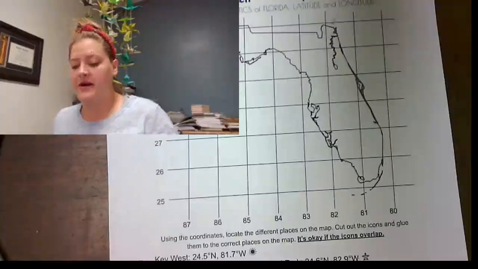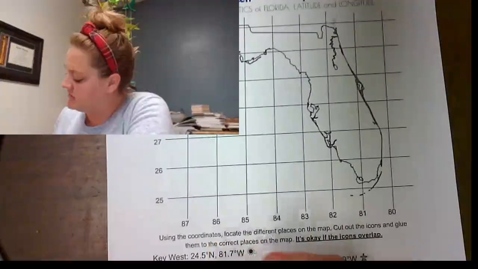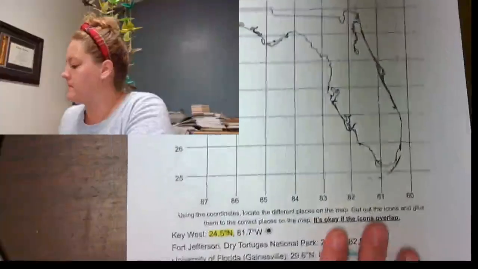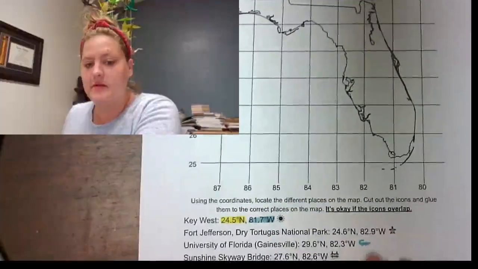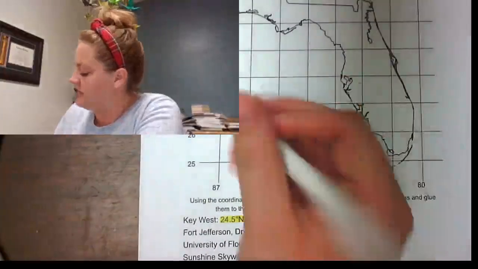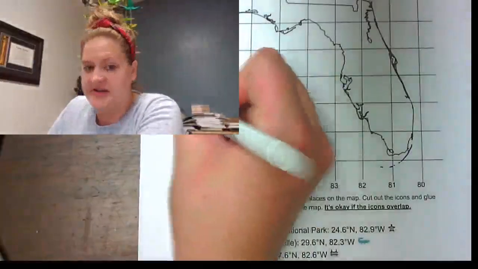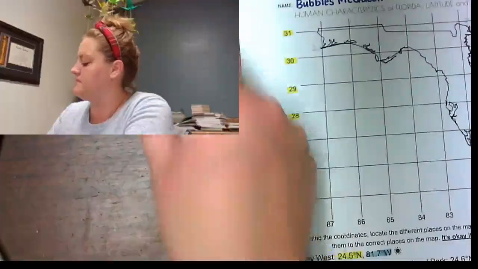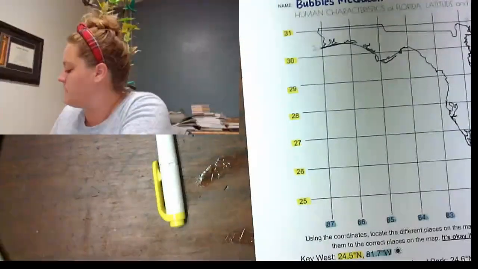All right, let's start with Key West. It says Key West is located at 24.5 degrees north. That's our latitude. And our longitude is 81.7 degrees west. So all our latitude lines are the lines that run this way on the map, east to west. So you can remind yourself by highlighting these numbers on the side. Highlight your longitude lines at the bottom. That may be helpful.